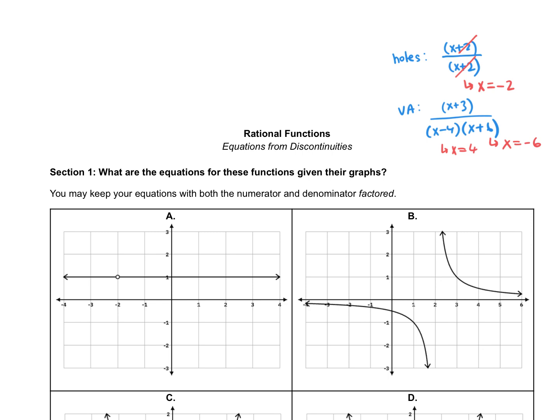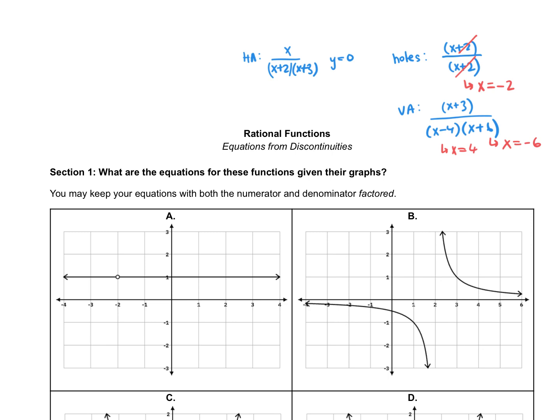Now, for your horizontal asymptotes, your horizontal asymptote is always y equals 0 when the degree in your denominator is larger than the degree in the numerator. For example, if I had x over x plus 2, x plus 3, well, the degree in the numerator is just 1, whereas the degree in the denominator would be 2 because that is a quadratic in the denominator. So my asymptote would be y equals 0.